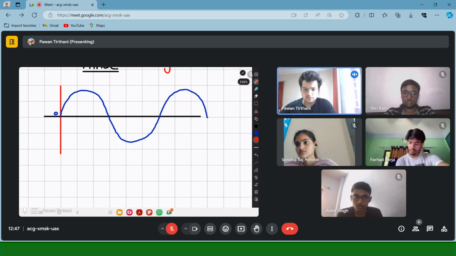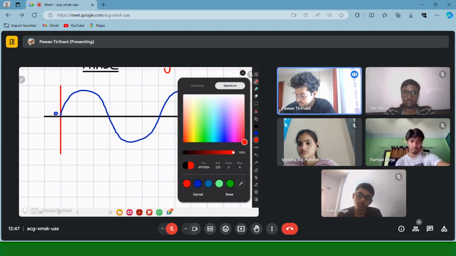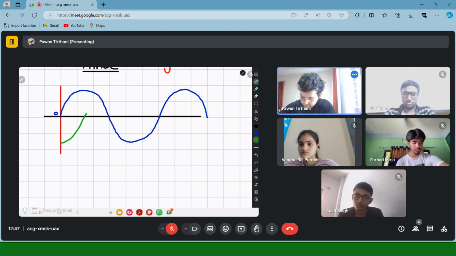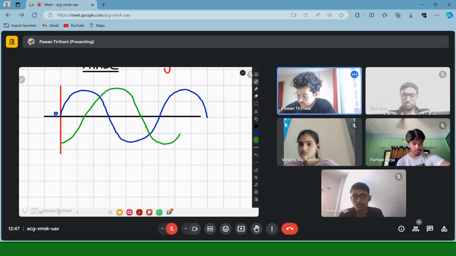Now, even though it starts from the origin at 0, let us have another wave. Let's say somewhat like this. This is called the variable wave. It looks something like this. Okay. Somewhat like this.